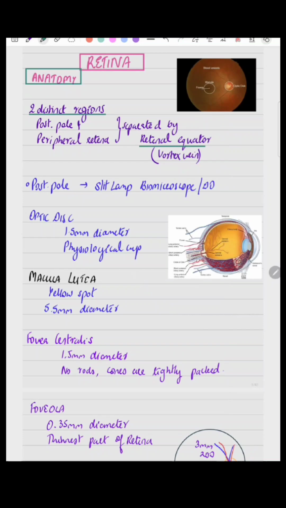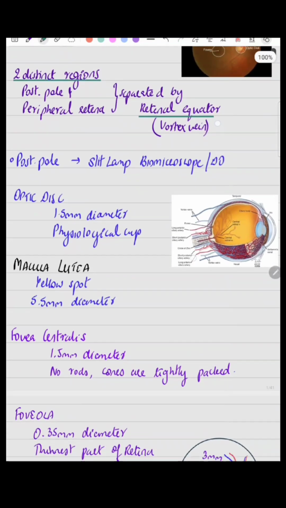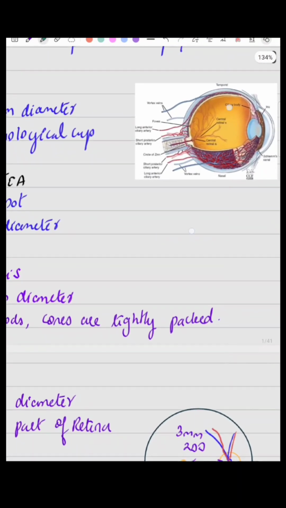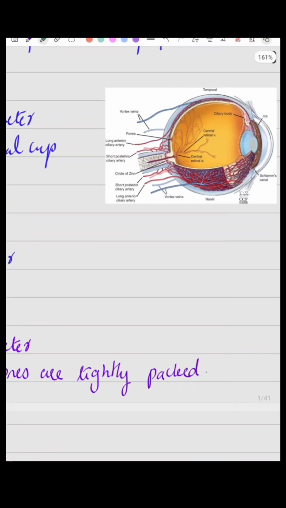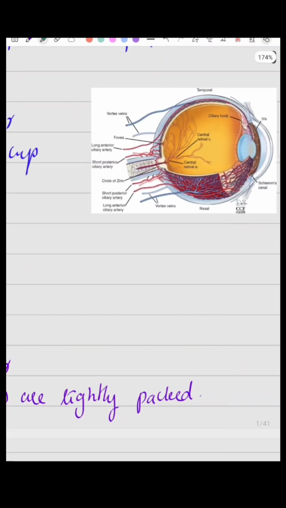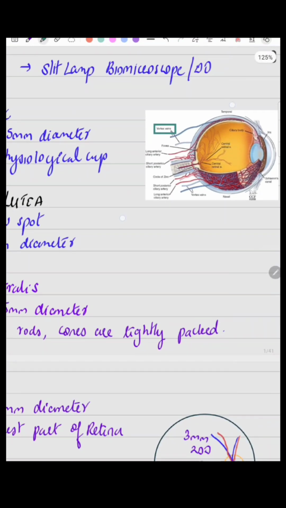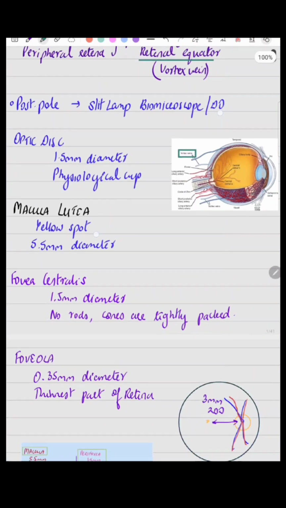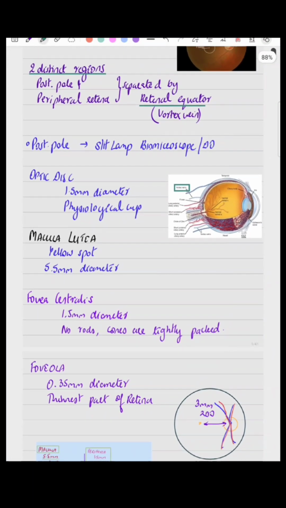Now, the posterior pole and peripheral retina are separated by the retinal equator. The retinal equator is an imaginary line which lies in line with the exit of the four vortex veins. This is a vortex vein. When we draw an imaginary line through the vortex veins, that is the retinal equator. Now, the posterior pole is best examined by slit lamp biomicroscope or direct ophthalmoscope.